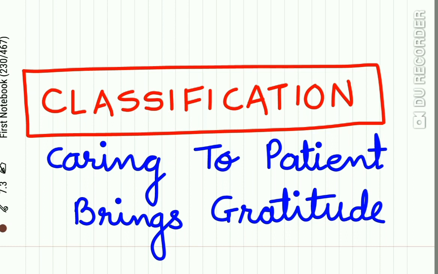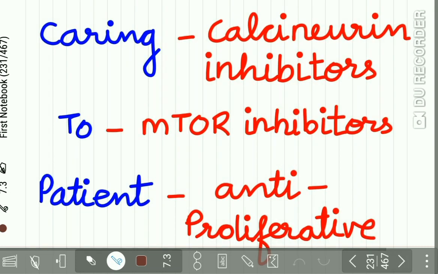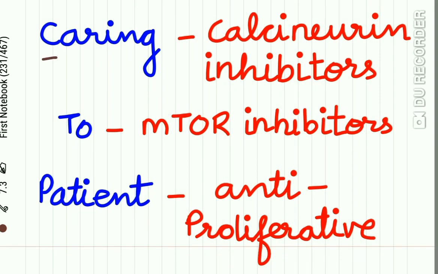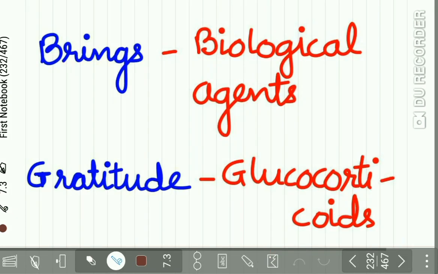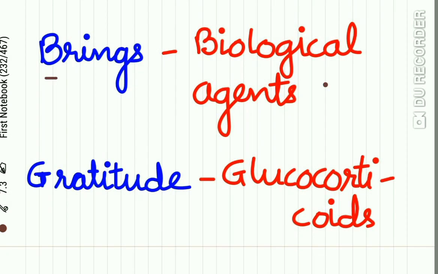Now, let us study the classification of the immunosuppressant drugs. Easy to remember mnemonic for the classes of immunosuppressant drugs is "Caring to patient brings gratitude." Now, let us see how to use this mnemonic. Caring is for calcineurin inhibitors, to is for mTOR inhibitors, patient is for antiproliferative drugs, brings is for biological agents, and gratitude is for glucocorticoids.